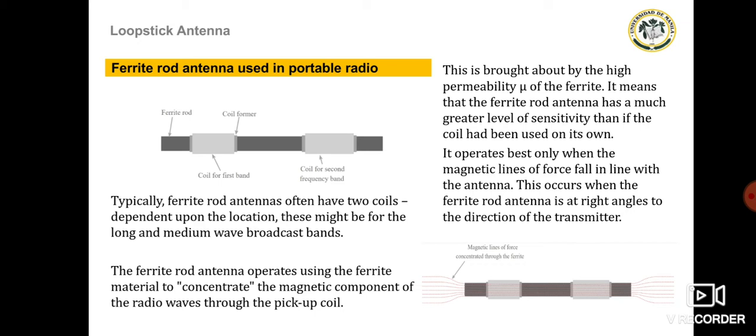The fact that the RF antenna uses the magnetic component of the radio signals in this way means that the antenna is directive. It operates best only when the magnetic lines of force fall in line with the antenna. This occurs when the ferrite antenna is at right angles to the direction of the transmitter. This also means that the antenna has a null position where the signal level is at minimum when the antenna is in line with the direction of the transmitter. Here's the view of operation of the ferrite rod antenna.